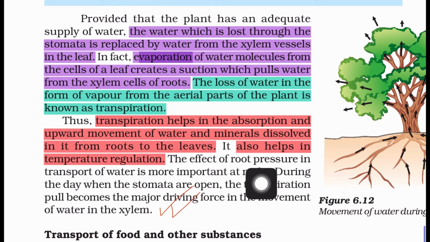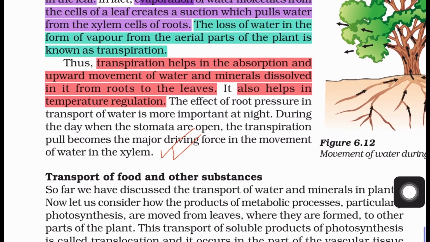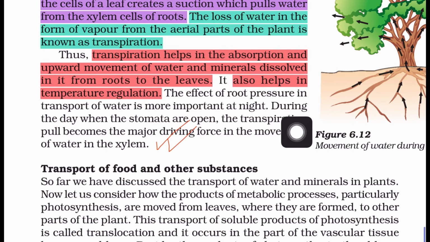The effect of root pressure in transport of water is more important at night. So this root pressure is important at night time. During the day when the stomata are open, the transpiration pull becomes the major driving force in the movement of water in the xylem. So during the daytime, the stomata remain open, and at that time the transpirational pull becomes the major driving force.